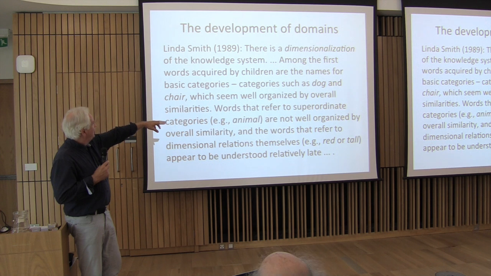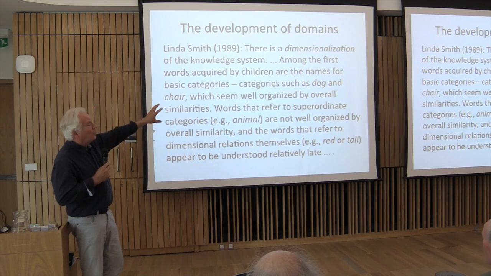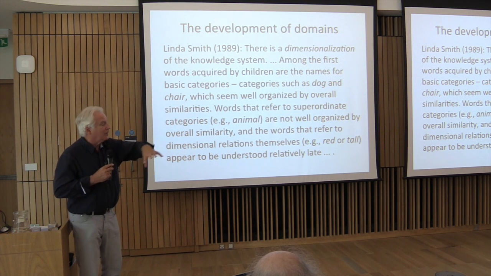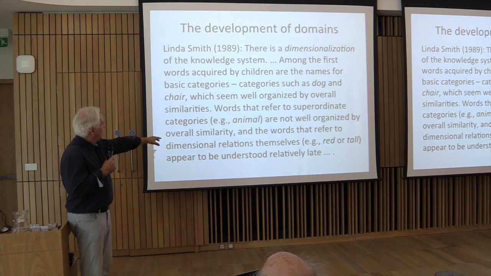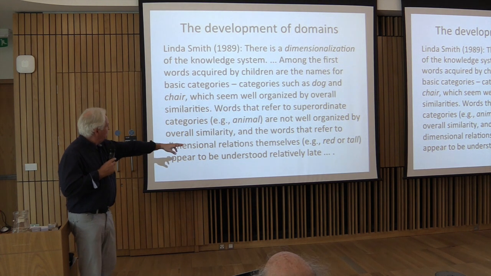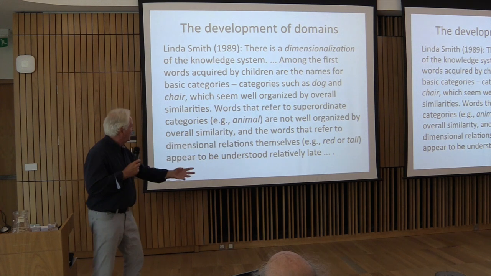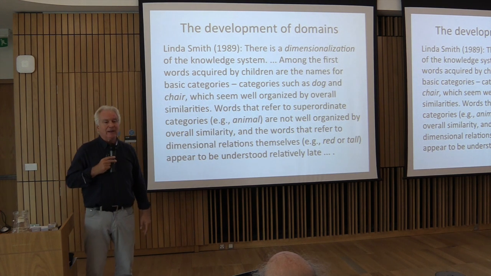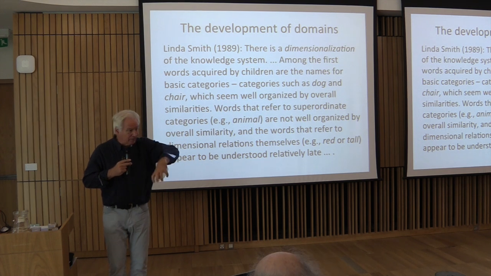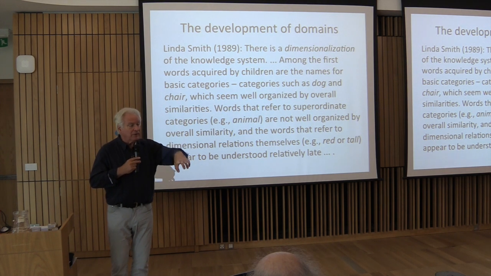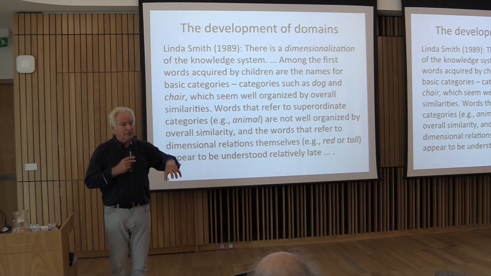So the first are the basic categories. Well organized by overall similarity. There is correlation between a large number of domains. They're not superordinate, that is a different thing. We refer to dimensional relations, red or tall, understood relatively late. So it's easier to learn the meaning of a noun, because that's a correlation of a number of domains, and we are very good at picking up these correlations.